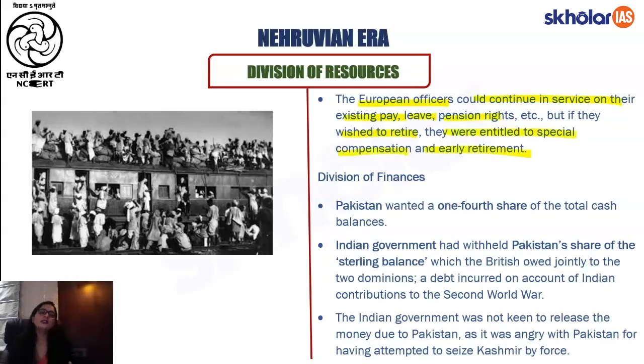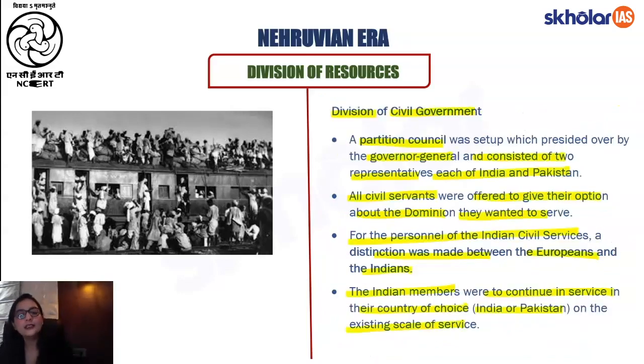So again, students, herein we can see that there is again this concept of racism that is being highlighted when division of resources is being done as a part of the Indian Independence Act, wherein special provisions have been given for the European officers of the Indian civil services who could either continue their service on the existing pay or they can get the pension rights, etc. And even if they wish to retire, they will get a handsome compensation. On the other hand, for the Indian members, no such provision was given. They were only given the option to either choose the country whichever they wanted to serve as a part of their service.